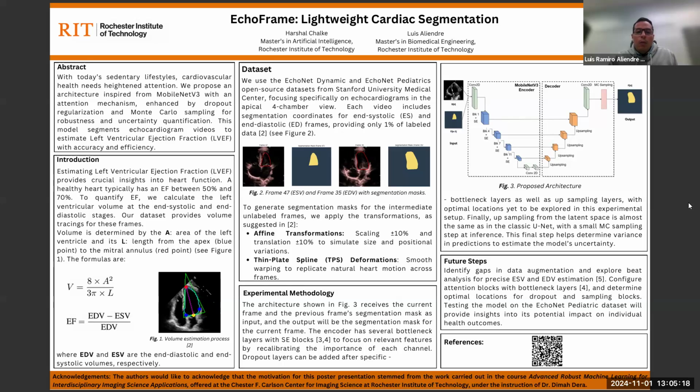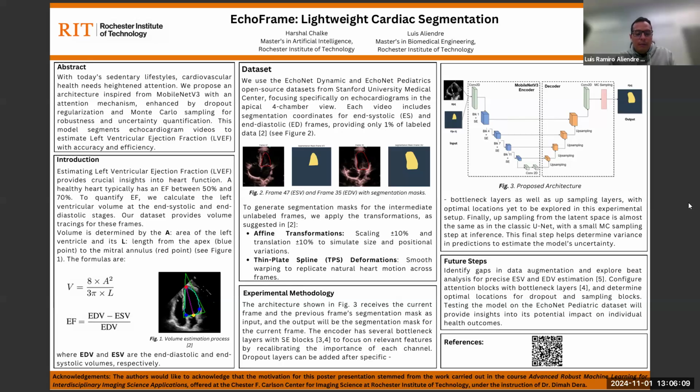Finally, for the future steps, we will identify gaps in data augmentation and explore analysis for precise end systolic volume and end diastolic volume estimation. Like Harshal mentioned, we will also configure attention blocks with bottleneck layers and determine the optimal locations for the dropout and sampling blocks. And finally, we will test the model on the EchoNet Pediatric dataset, which will provide us insights into its potential impact on individual health outcomes. Currently we are making the tests using the EchoNet Dynamic dataset, so we would like to move on to the EchoNet Pediatric dataset.